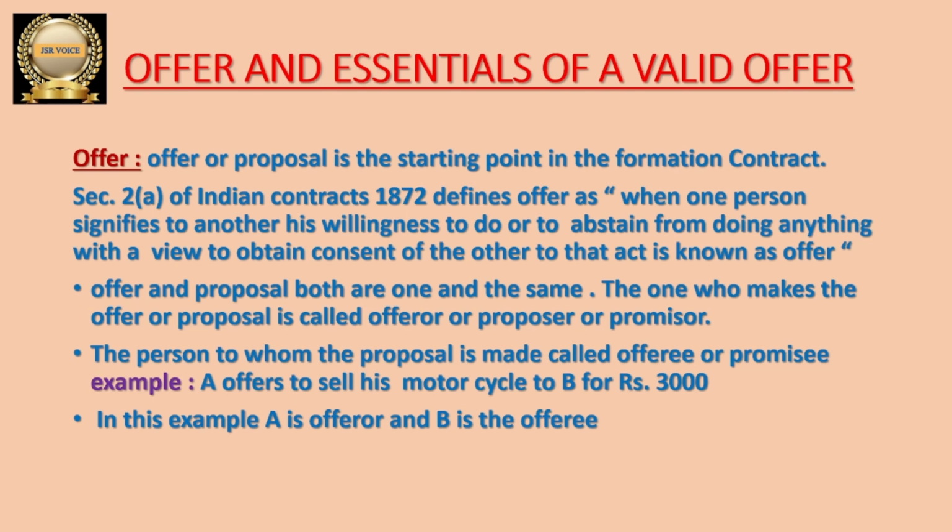So I will give you one example. A is one party, one person. He is offering to sell his motorcycle to another party called B for 3000 rupees. In this example, A is offerer because A is offering his willingness to sell the motorcycle to B. A is waiting for the acceptance of B. So we call A the offerer and B the offeree because the offer is made to B. Hope this is clear to everyone. Let us go to the next one.